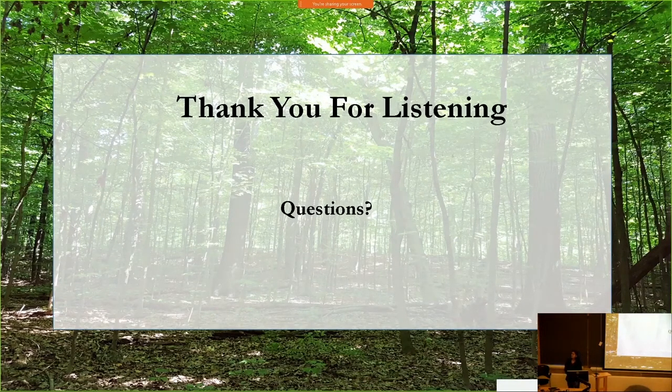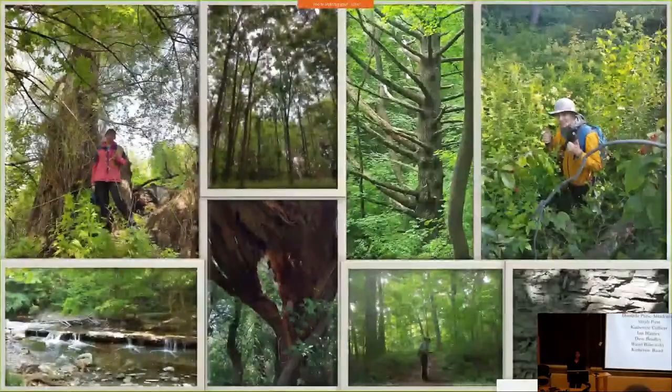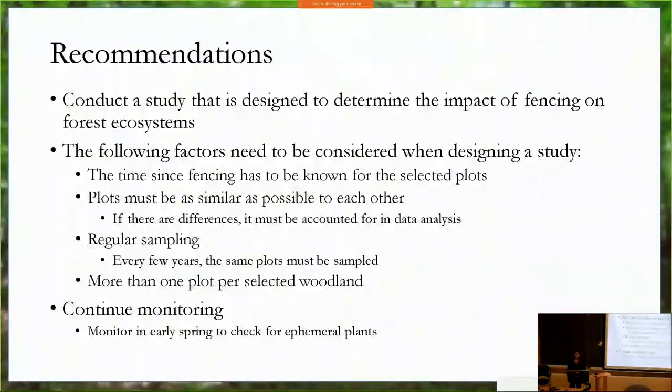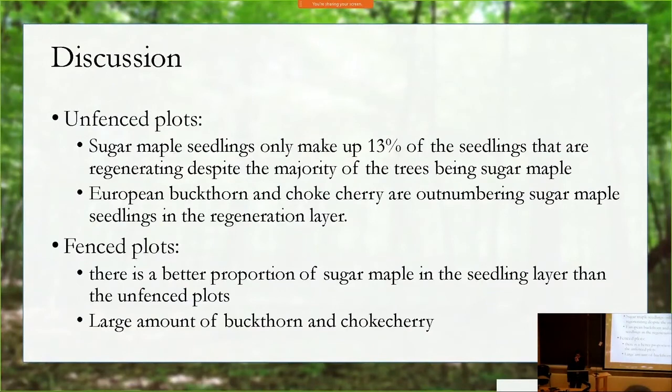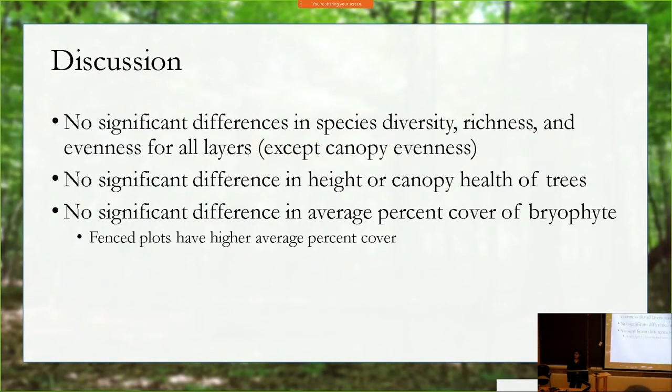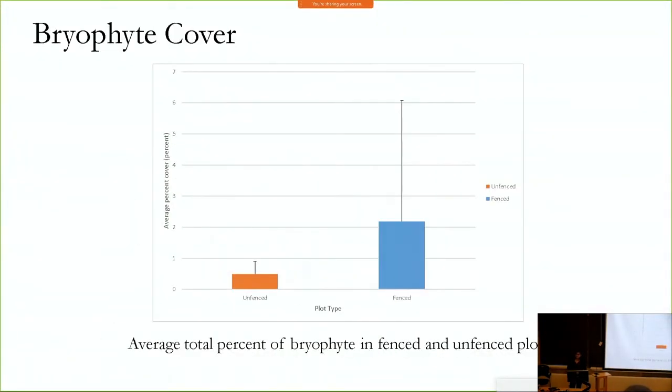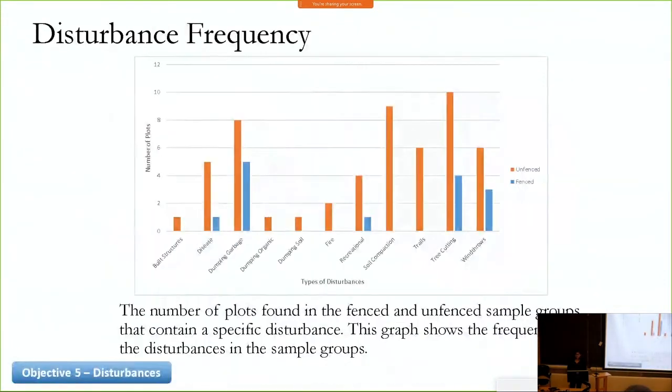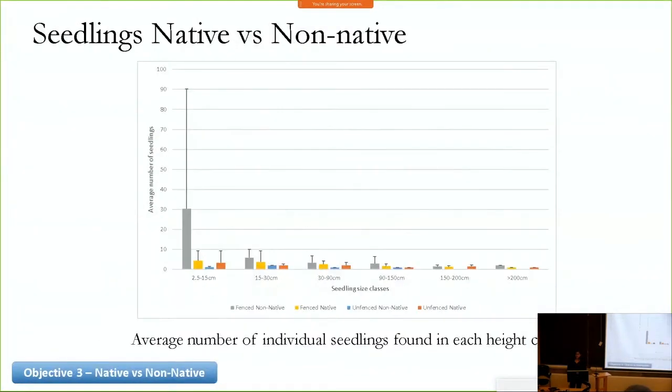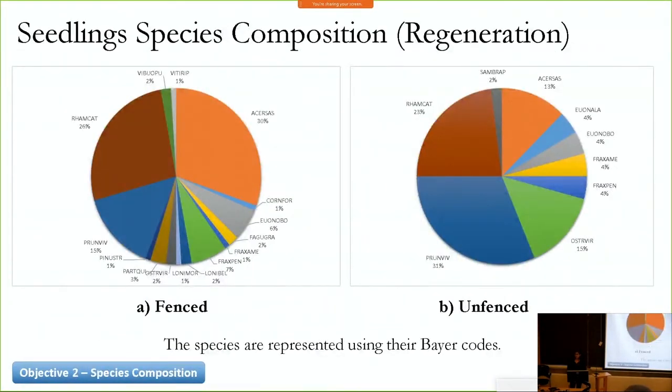One of your biggest results was the large, like twice as much small seedling regeneration. Maybe it was for sugar maple or for everything in the fenced plots, right? Yeah, one of them is that sugar maple is not really regenerating as much in the unfenced plots.